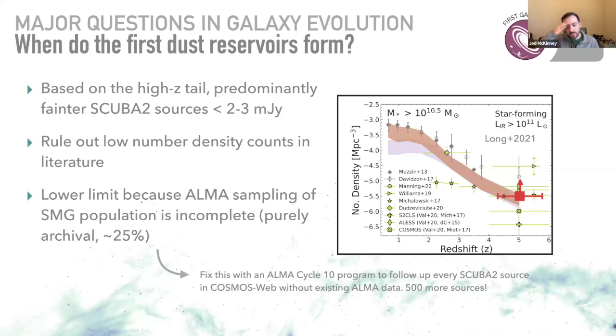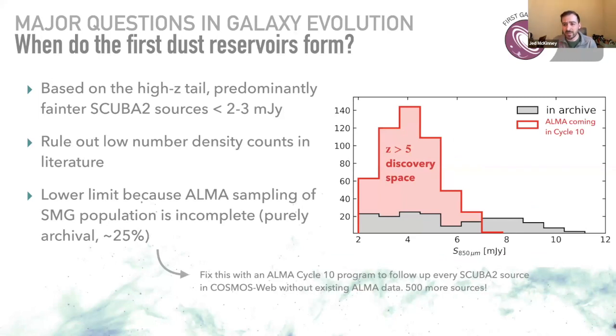So we have some ALMA time in cycle 10 to follow up the remaining 500 sources. And I expect this number actually to increase as we uncover more of the galaxy population space. And the reason why I think we're going to find many more distant galaxies is because most of the SCUBA-2 sources that we've been able to follow up so far in the archive are the brighter end of the population, kind of between 4 and 10 millijanskys.